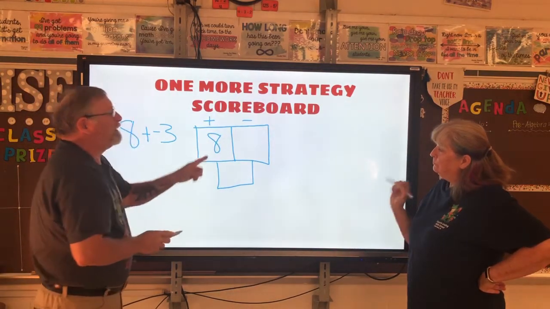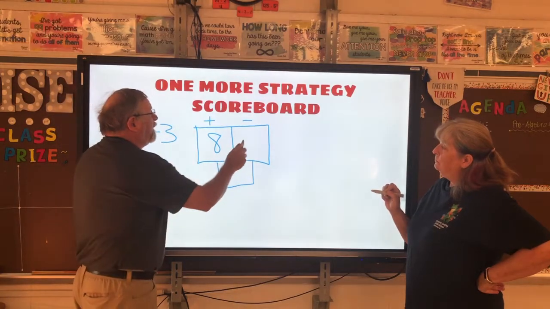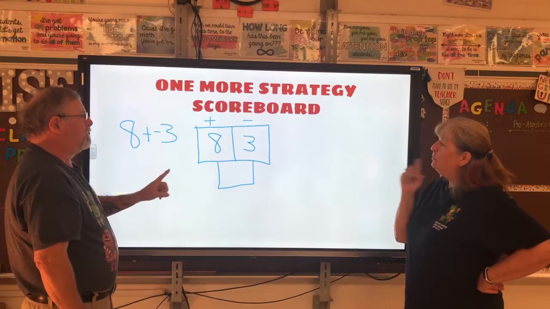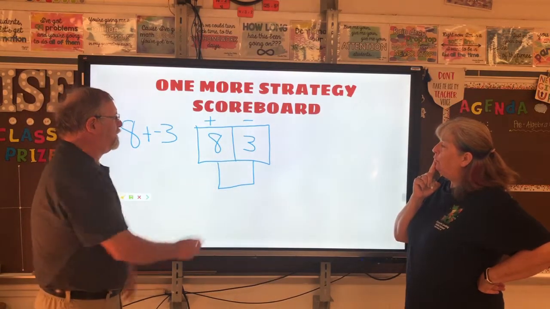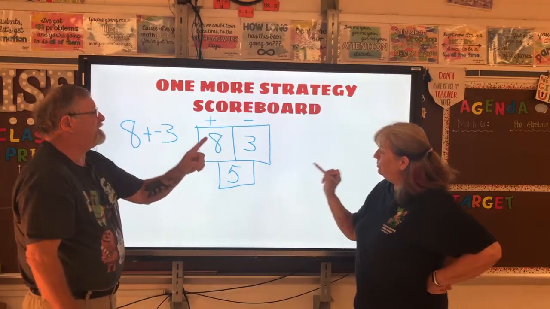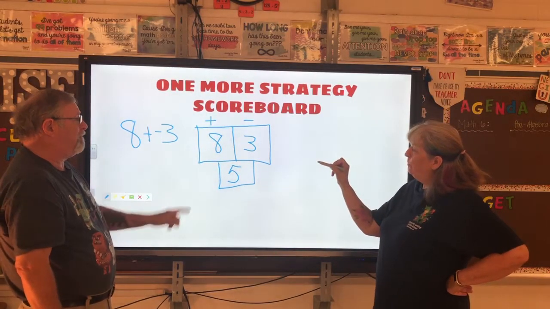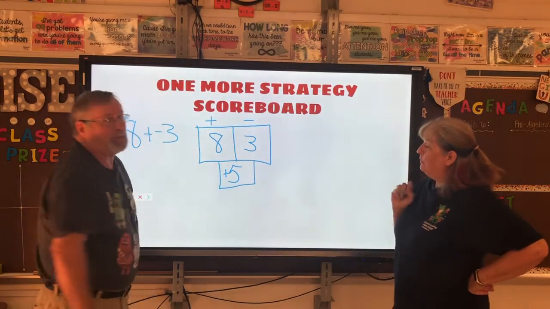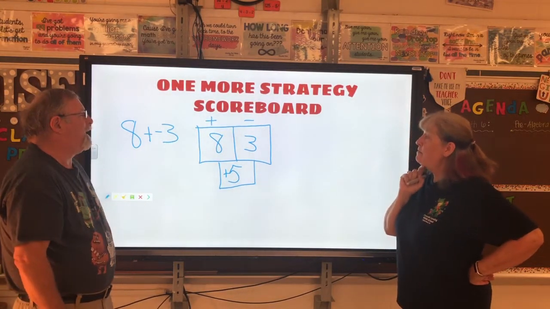They have 8. The negative team, how many do they have? They have 3. Who's winning? Who has more? This team has more than this team, so they're winning by 5. Now the question is, is it a positive 5 or a negative 5? Well, which team was winning by 5? The positive was winning. So that gives us positive 5.